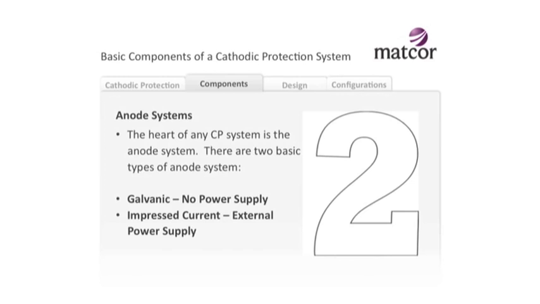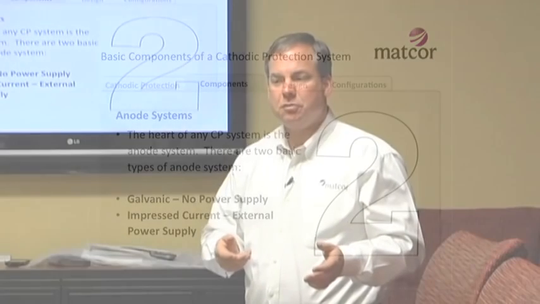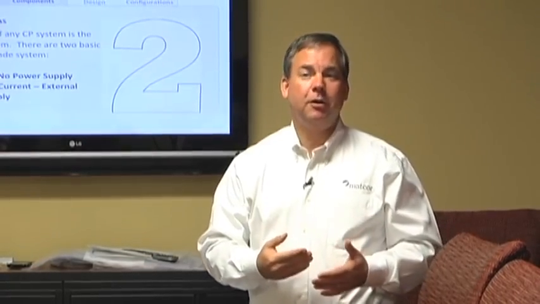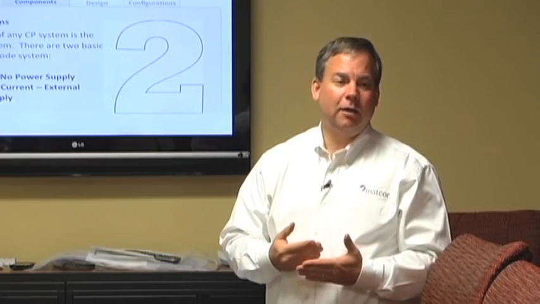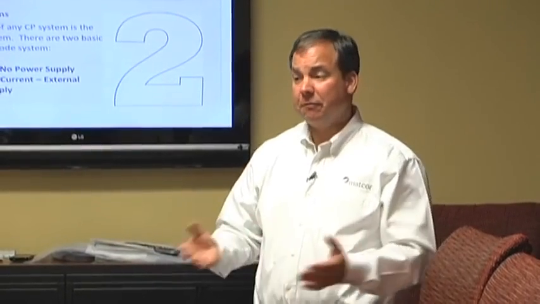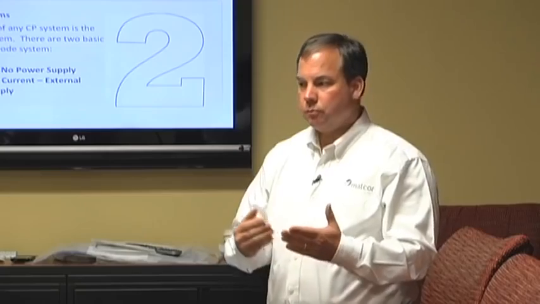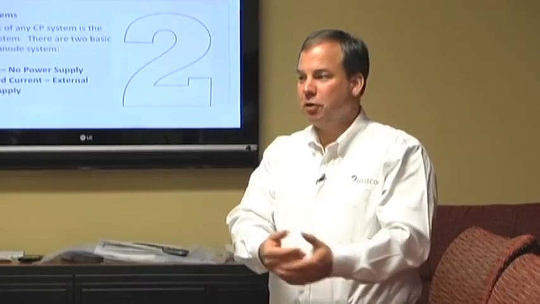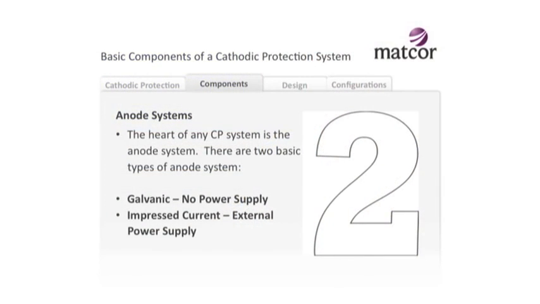The heart of any CP system is the anode system itself. Okay? And there are two types of anodes. There's galvanic anodes, often referred to as sacrificial anodes. So if you hear someone say sacrificial anode, they're referring to a galvanic anode. It's not the correct term technically. And in fact, all anodes have a finite life. Okay, there's no anode that has an infinite life. So all anodes, in effect, sacrifice themselves to protect the structure they're trying to protect, and at the end of their life, they have to be replaced.